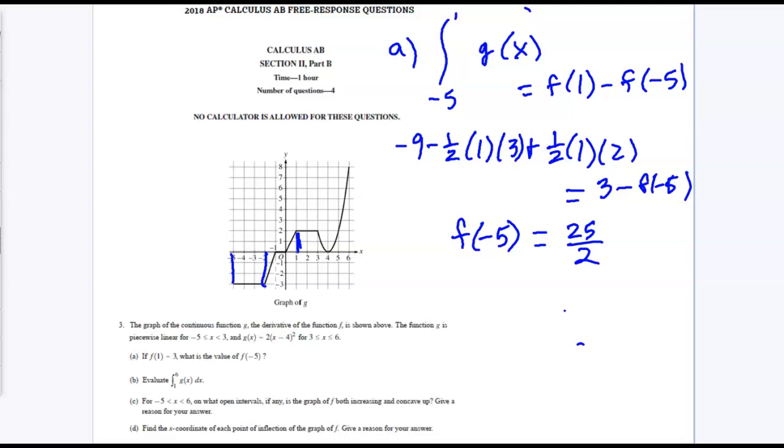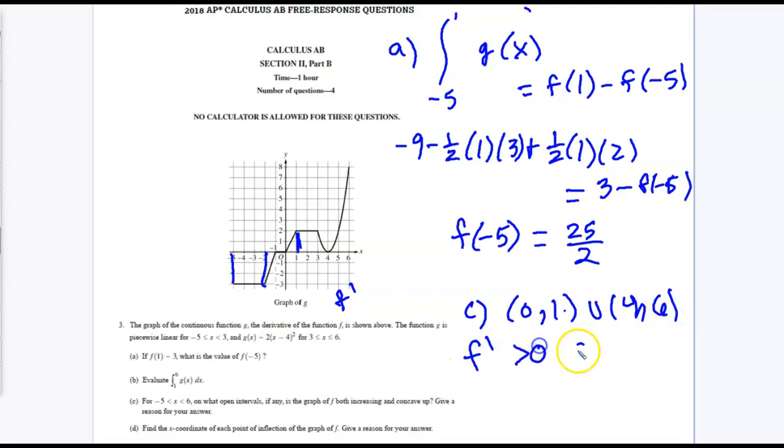So we want to know where the graph of f, and this is f prime, which is really g, we want to know where it's both increasing and concave up, so we have to know where it is above the x-axis and increasing. So for part C, it would be from 0 to 1 and from 4 to 6, and that is where f prime is greater than 0 and f prime is increasing.